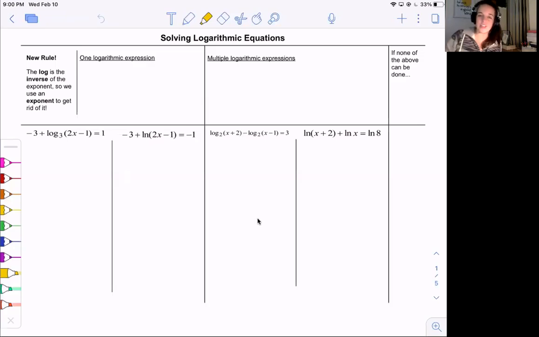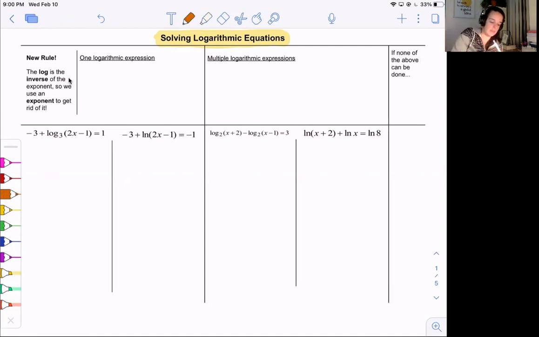Hi y'all, today we're learning about solving logarithmic equations. So a logarithmic equation is any equation that has a logarithm in it; it might have multiple logarithms in it. We're learning a new rule, which is that the log is the inverse of the exponent, which we already knew. So we're going to use an exponent to get rid of it.